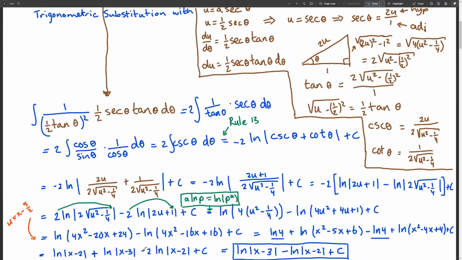And then with the negative in front, that becomes negative 2 ln of the absolute value of x minus 2 plus a constant. And so we can combine the ln of x minus 2 and the minus 2 ln of x minus 2, and the final answer is then ln of x minus 3 minus ln of the absolute value of x minus 2 plus a constant of integration.